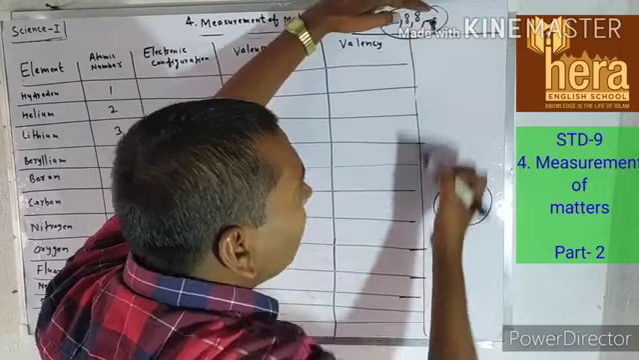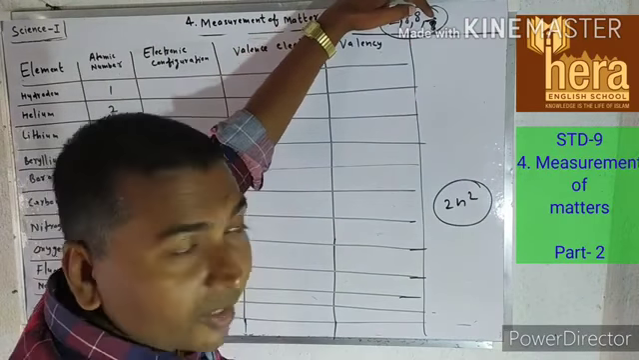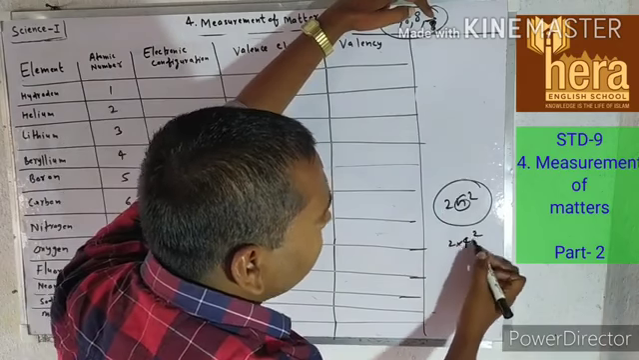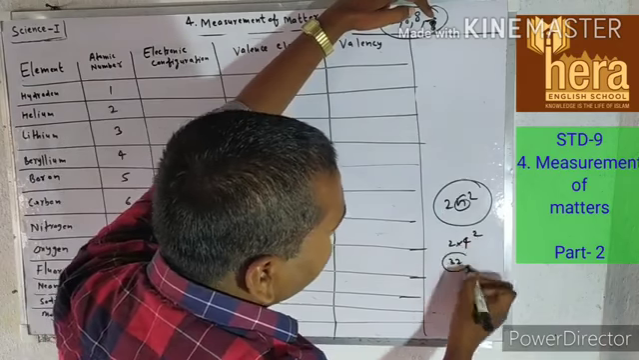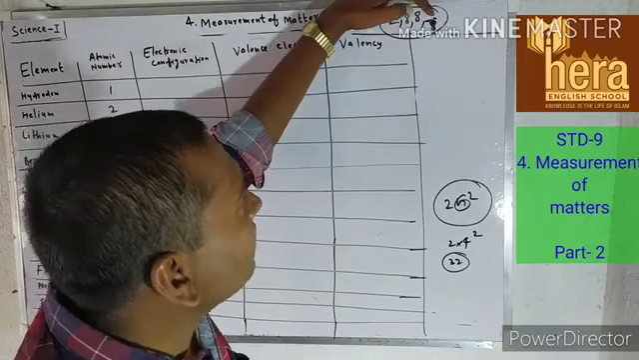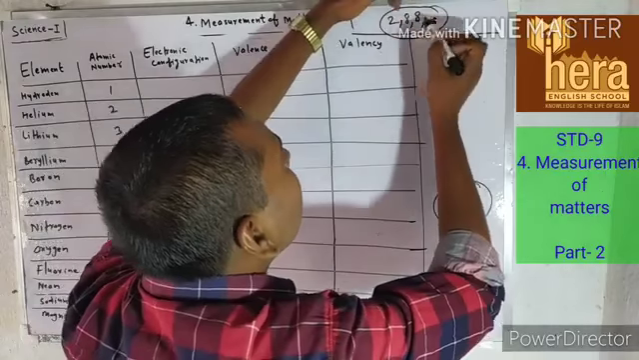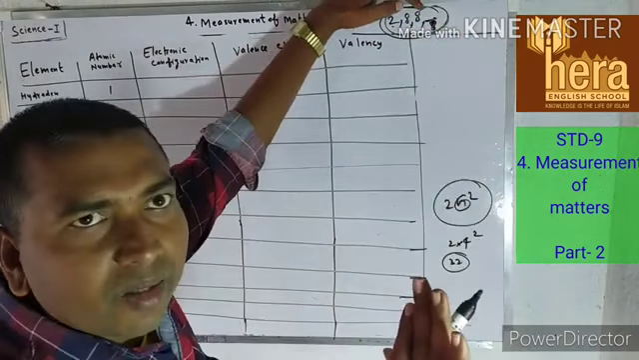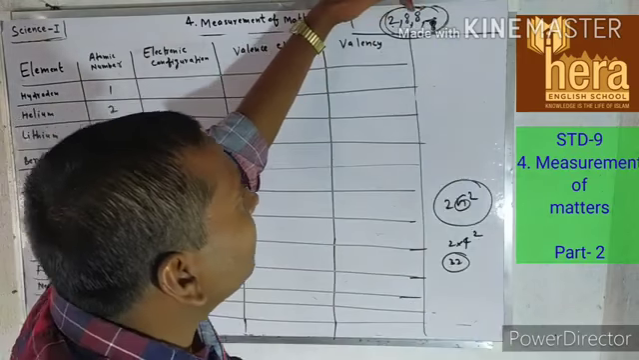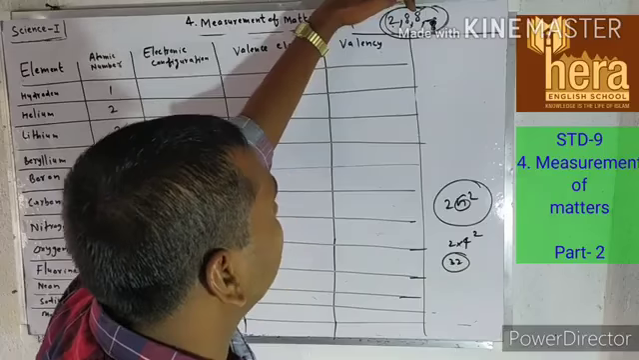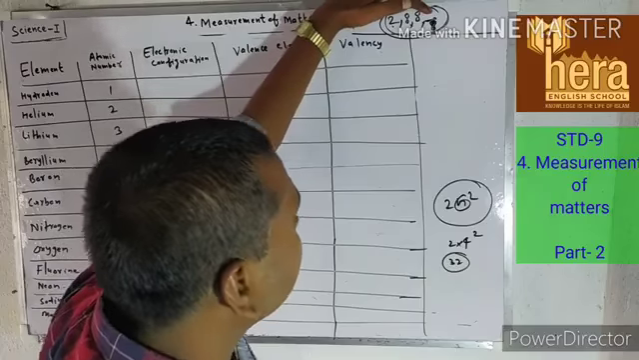But the capacity of the fourth orbit is, if you put here 4, so 4 square into 2, 4 is 16, 32 electrons. But in your syllabus, this is sufficient. Always remember 2, 8, 8, 8. This is more than sufficient. But again I am telling you, the capacity of the third orbit is 18. Capacity of the fourth orbit is 32.